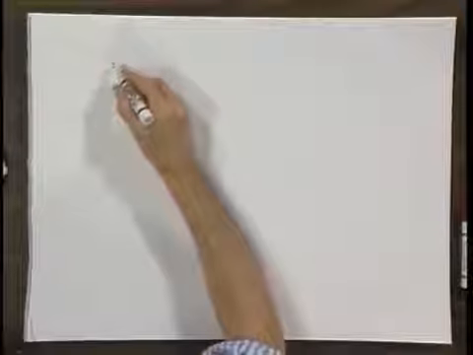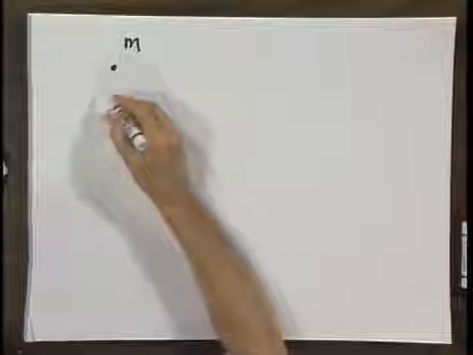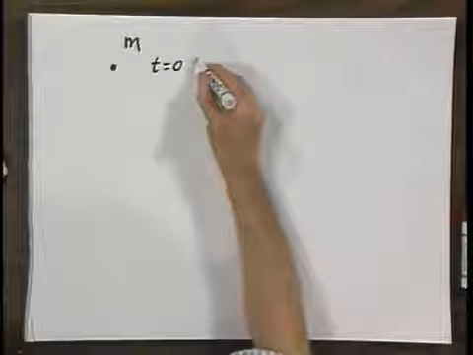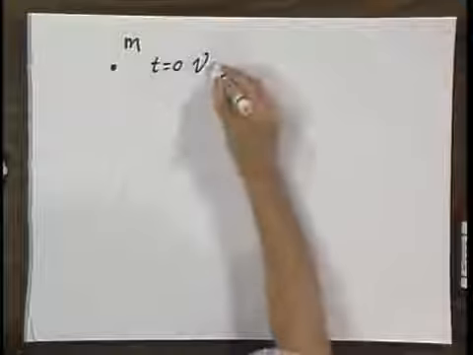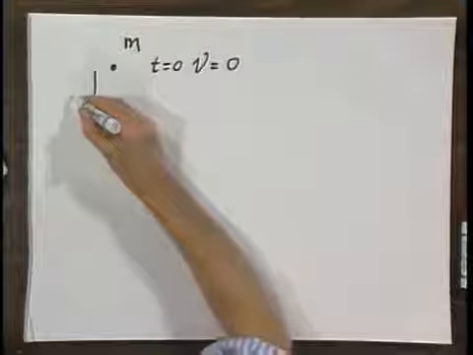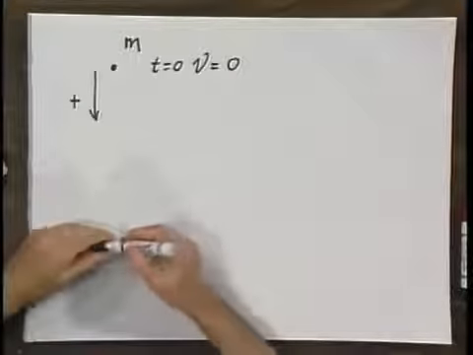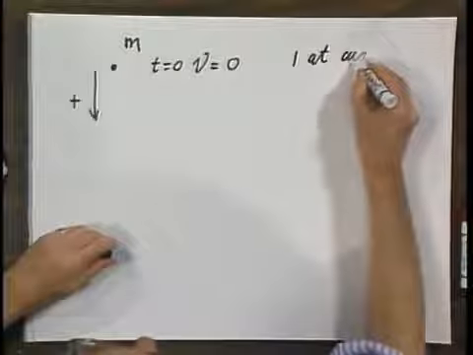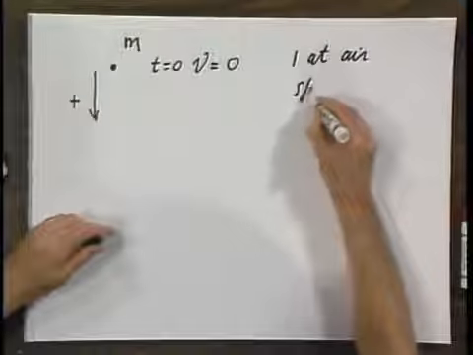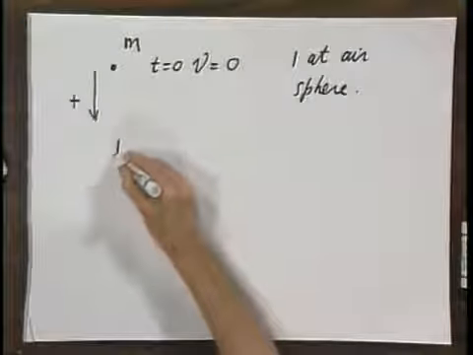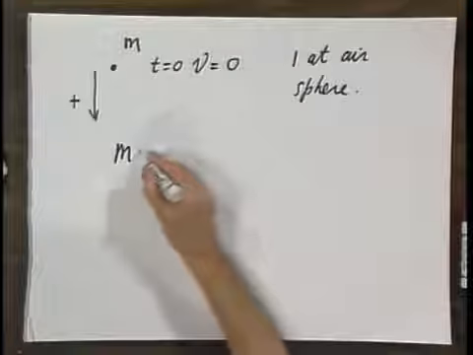So here's my oil drop, has a certain mass m, and I release it at speed 0, so at t equals 0, my velocity in this direction equals 0. I will call this the plus direction. And I drop this in 1 atmosphere air. It is a sphere. And so I can use my equations that we discussed earlier.